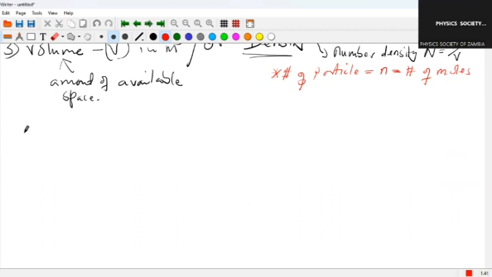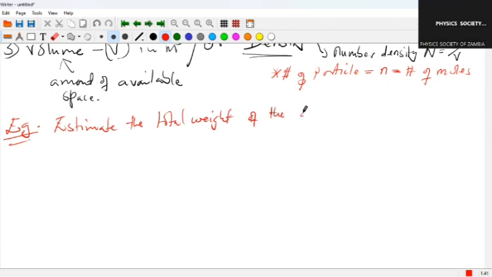Let's just do a quick example to apply what we've just covered. We say, estimate the total weight of the atmosphere using your knowledge of parameters and the given radius of the Earth.